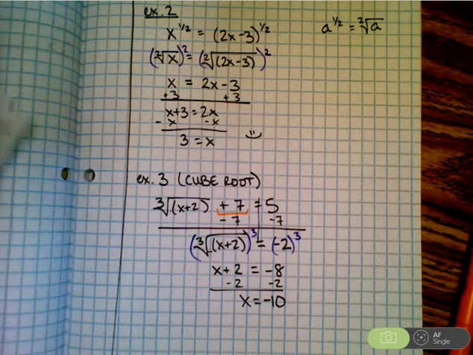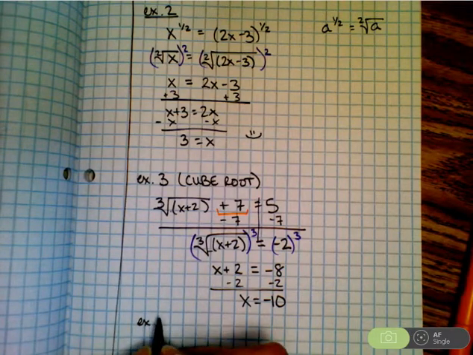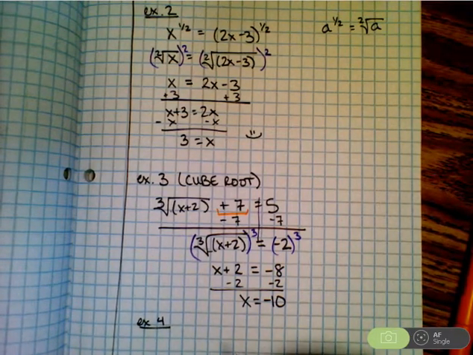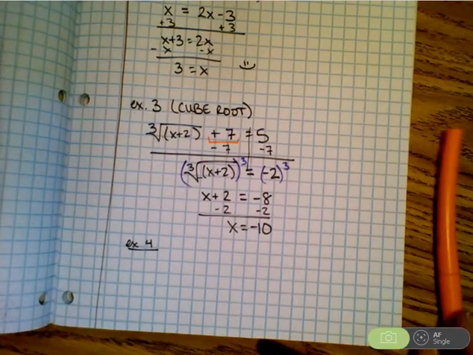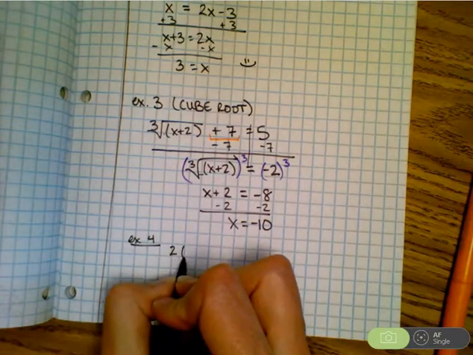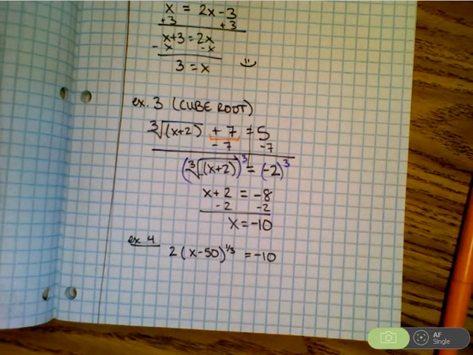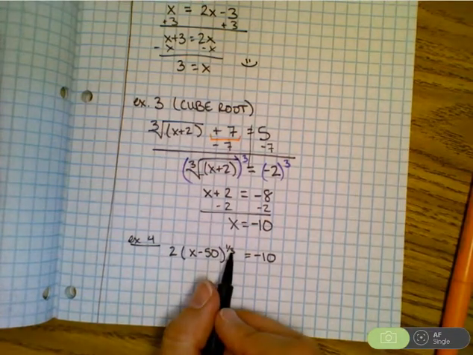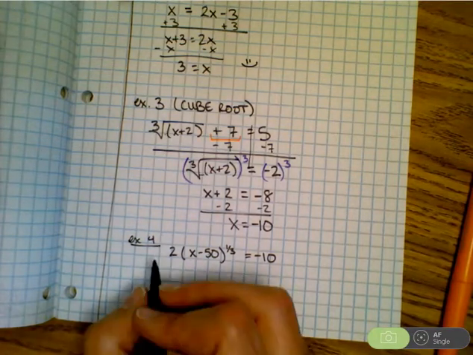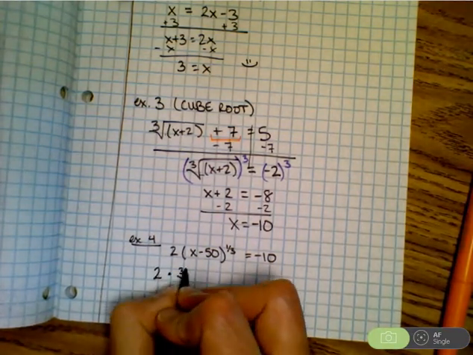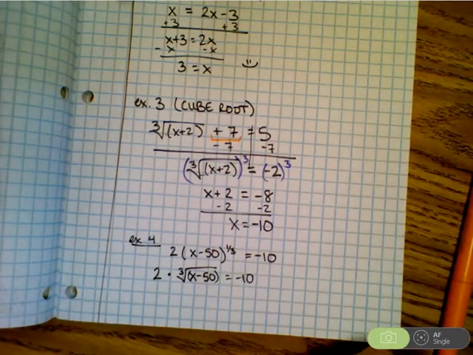Okay. Let's do one more. Example 4. I think this one will also fit here, so I'm just going to do it at the bottom of the page, and we'll be done before you know it. 2 times x minus 50 to the 1/3 equals negative 10. So in this one I need to rewrite this with a cube root, but notice that this 1/3 is just with the x minus 50, so it's 2 times the cube root of x minus 50 equals negative 10.